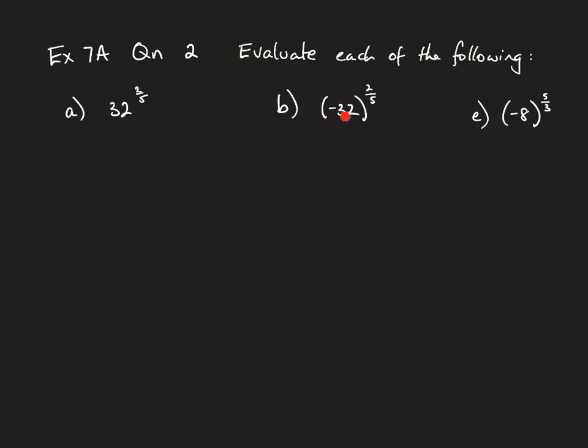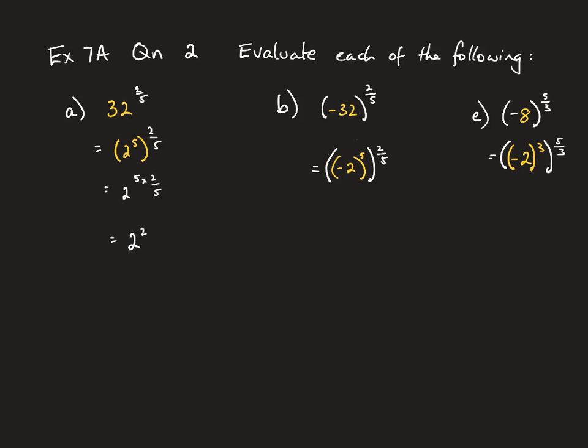So again, 32 written as something to the power of 5, so the 5 will cancel here, and 8 written as something to the power of 3, so that the 3 will cancel here. I'll go ahead and do those for you. Okay, so you can see that I've written the 32 as 2 to the power of 5. Now when I use my index laws on this, it becomes 2 to the 5 times 2/5. The 5s will cancel and I'm left with 2 squared, which is 4.